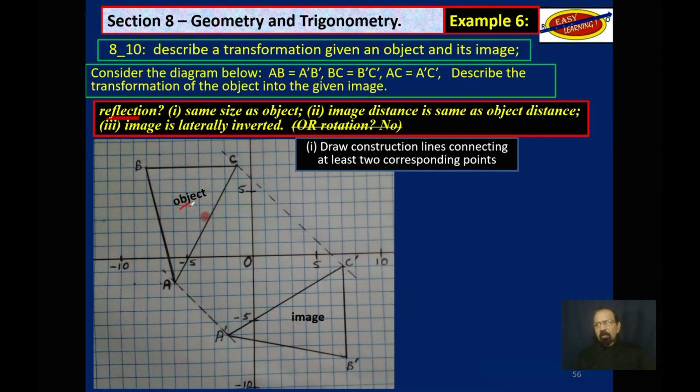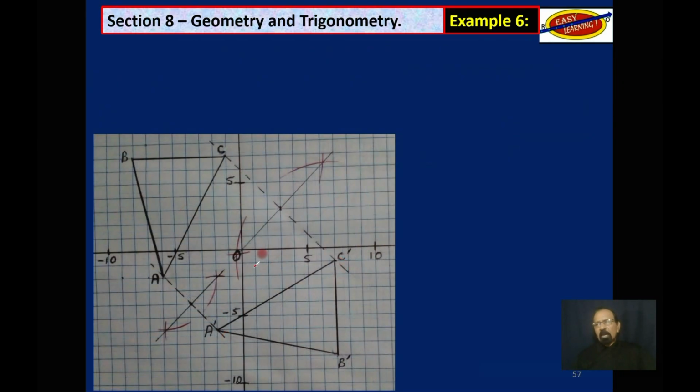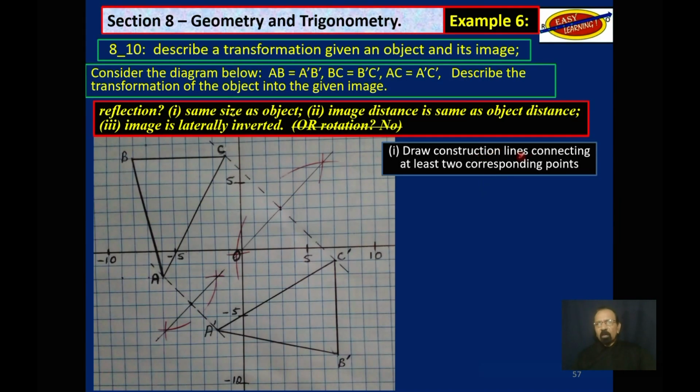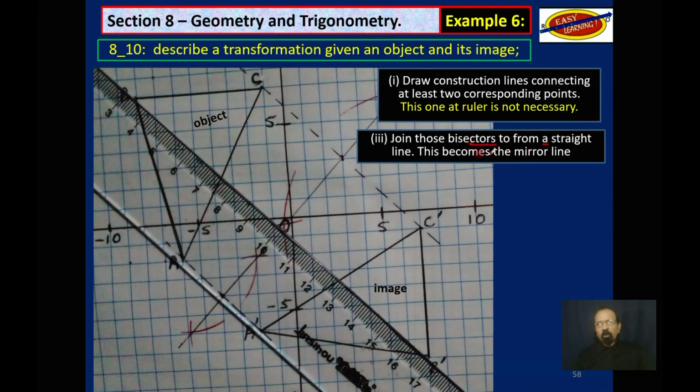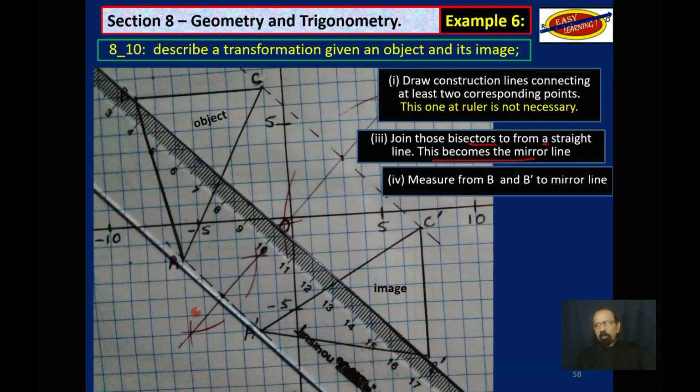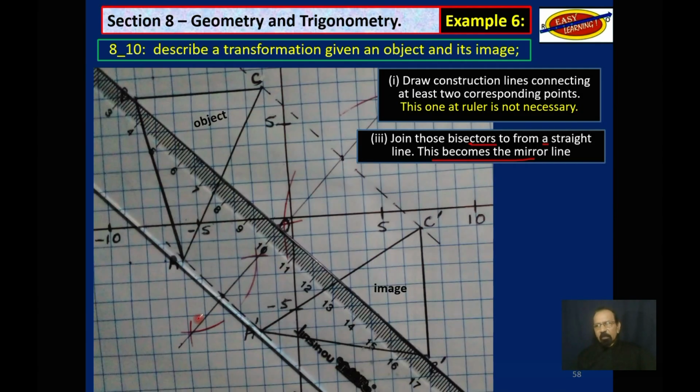So that's the object. This is the image. Draw construction lines connecting at least two corresponding points. And what I have done here is connecting A to A prime and C to C prime. I am going to bisect those two connecting lines like those. Draw construction lines connecting at least two corresponding points, and then bisect and join those two bisectors to form a straight line. This becomes the mirror line. This line here, from there to there. So this here is our mirror line.